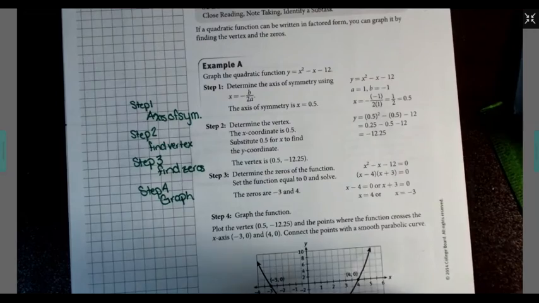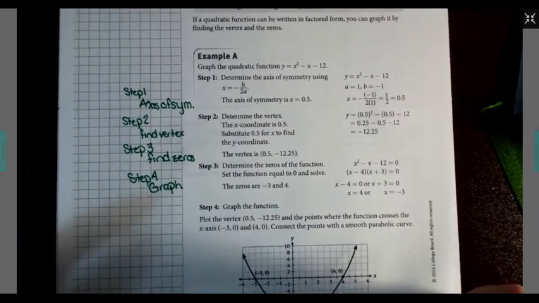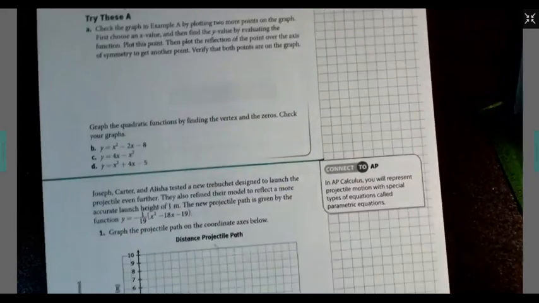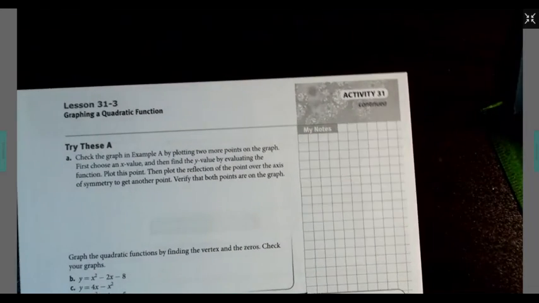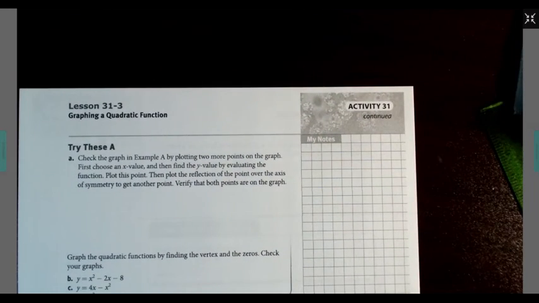Well, example A has been worked out for us, but let's go ahead and take a look at try these for A. Check the graph in example A by plotting two more points on the graph. First, choose an x value, and then find the y value by evaluating the function. Plot the point. Then plot the reflection of the point over the axis of symmetry to get another point. Verify that both points are on the graph. Okay.